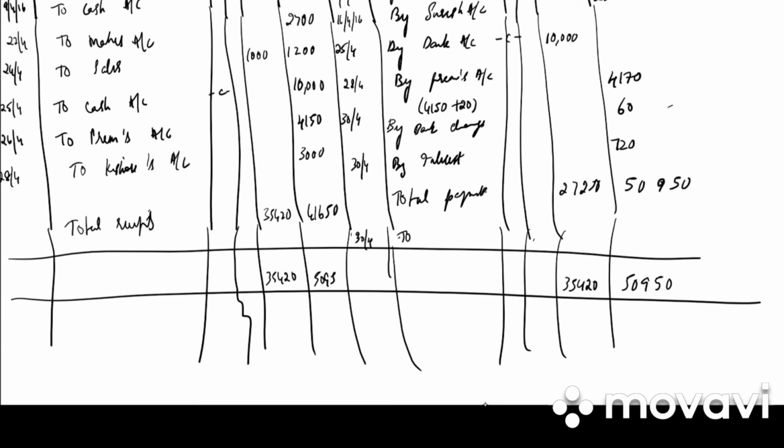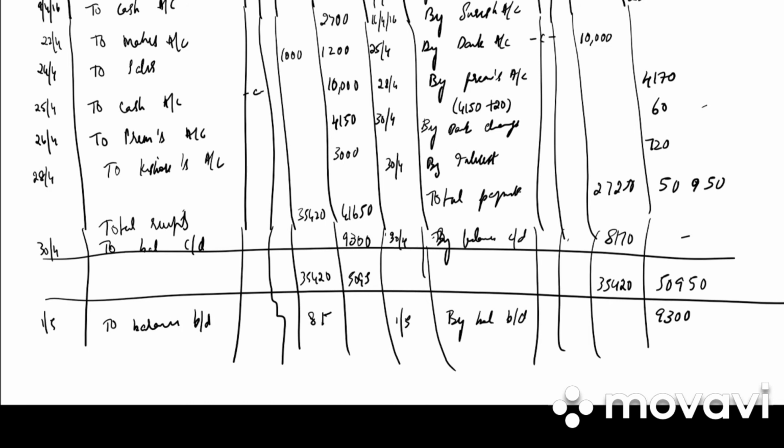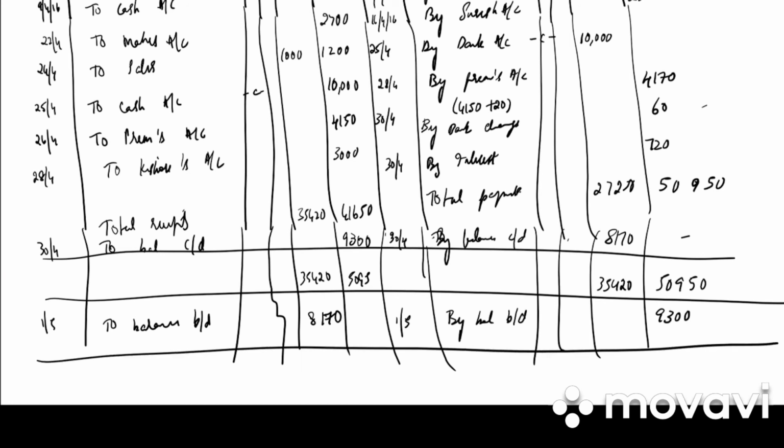On 30th April, we have by balance carried down. How much will it be? 35,420 minus 27,250, we get 8,170. And on the debit side, we have to balance carried down. Bank column will be having 50,950 minus 41,650. That is 9,300. Then bring down the balance on 1st May. By balance brought down. In the bank column 9,300. To balance brought down in the debit side. Cash column it will be 8,170. Clear?